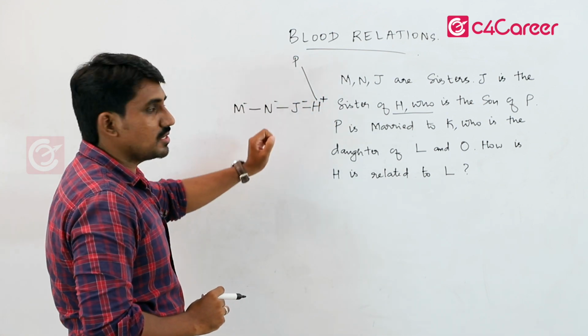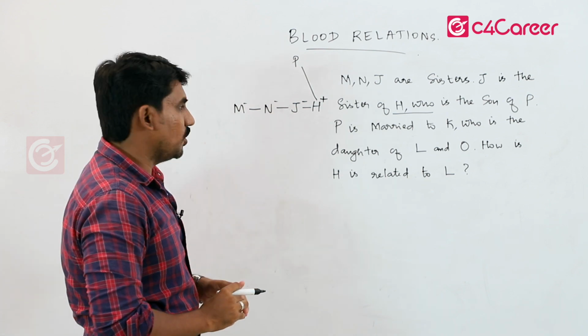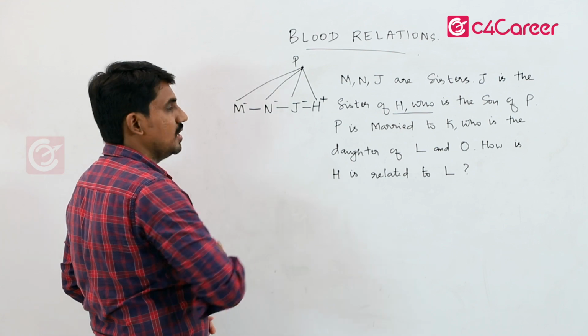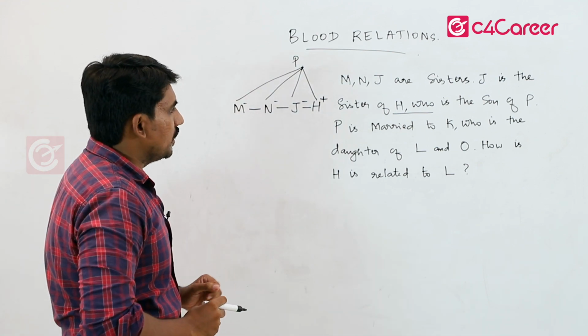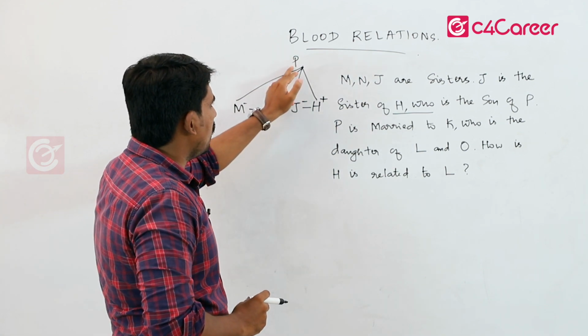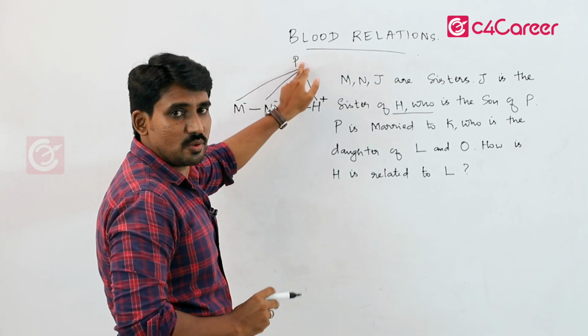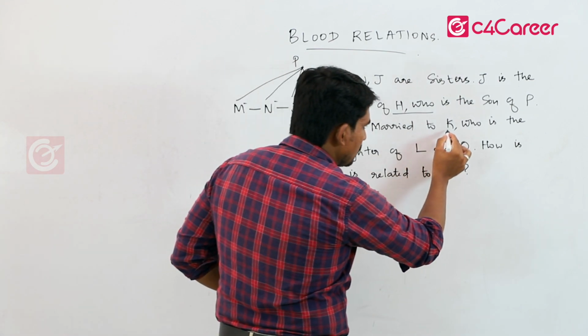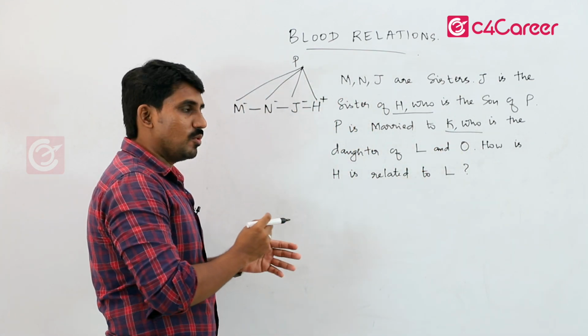By drawing this, the other things we can draw here are: J is the daughter of P, N is the daughter of P, M is the daughter of P. Clear? Then P is married to K. Can we write P is married to K with a double dash? Clear? Then, again they are saying something about K, right?